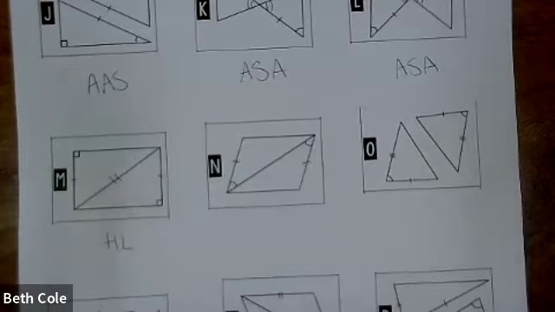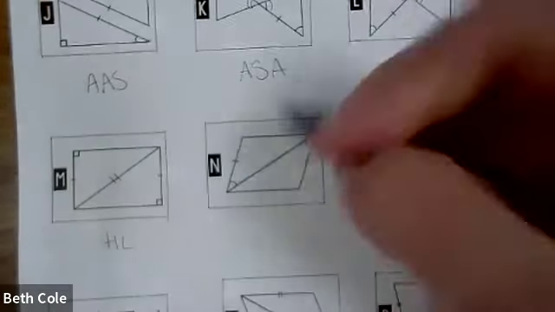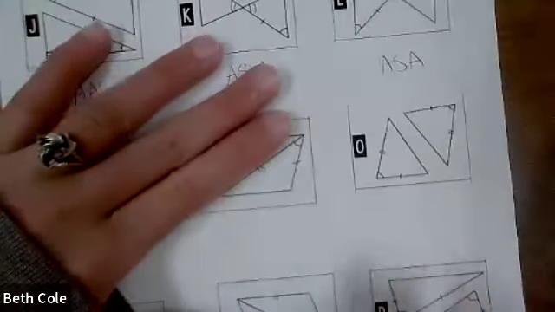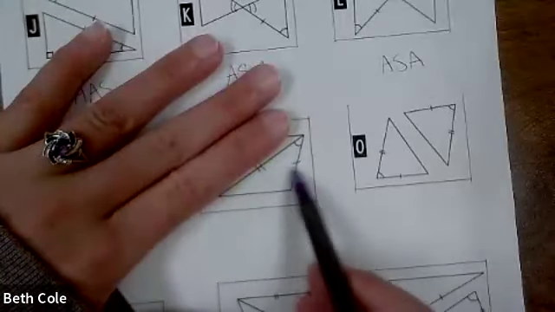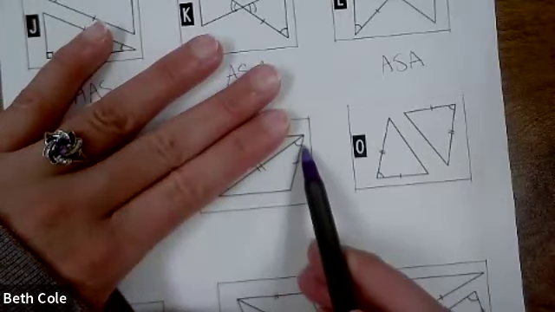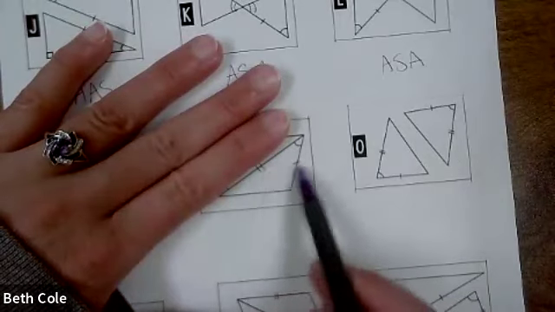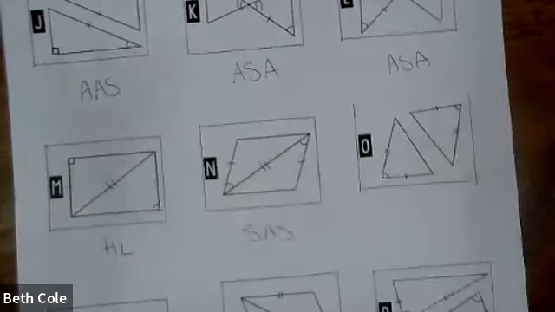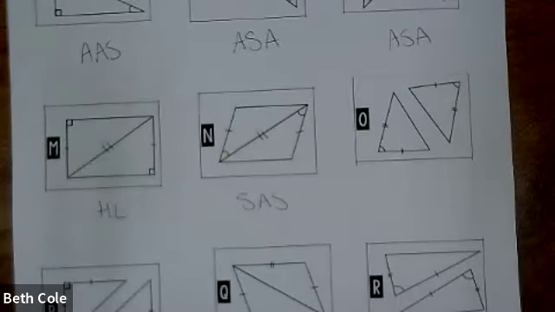For N, what can I mark on the picture? Yeah, the side that they share. It's reflexive is what that's called. All right. We only need one triangle, so I'm going to cover this up. We have two sides and one angle. Is the angle in between them? Yes. So it's going to be SAS, side, angle, side. The angle is in between.